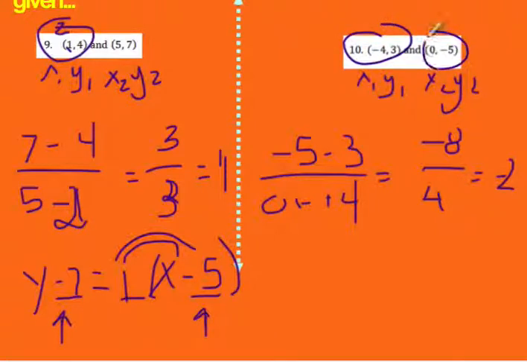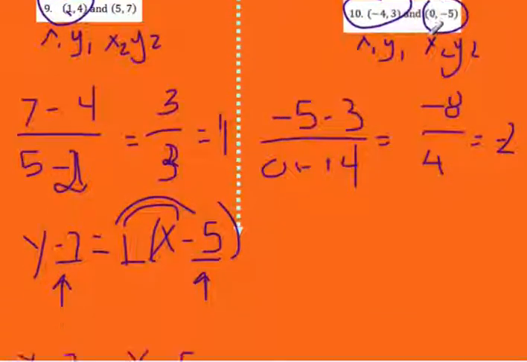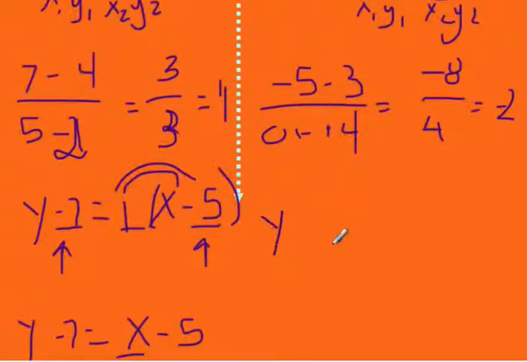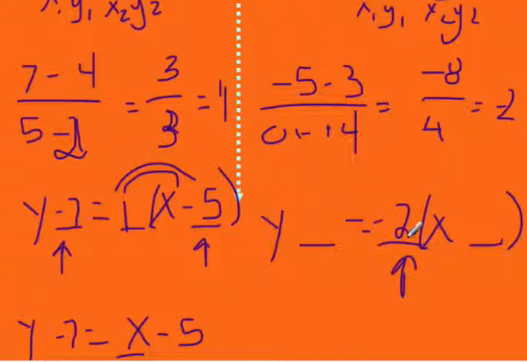Now I can pick either point to put it in point slope form. So let's just use the first point. So I have y is equal to that, and I'm just setting up my puzzle. In here is going to go my slope, which I found to be negative 2. And then I picked to use the point negative 4, 3. So the opposite of my x-coordinate is going to be a plus 4. The opposite of my y-coordinate is going to be a minus 3.